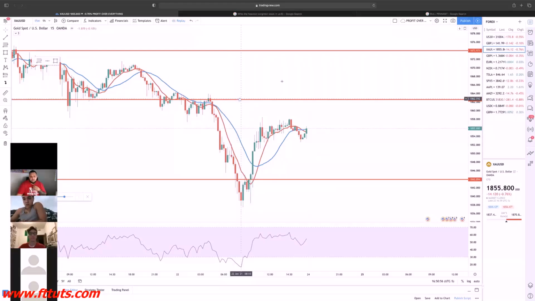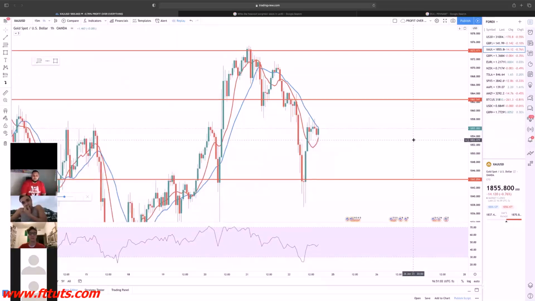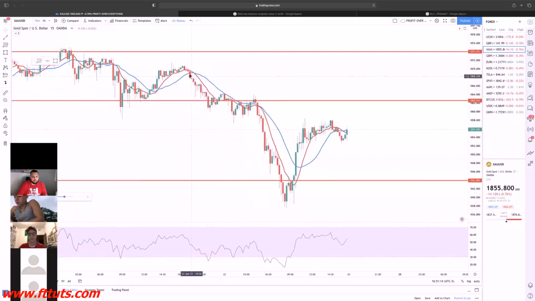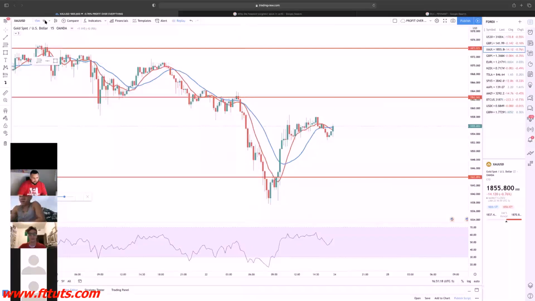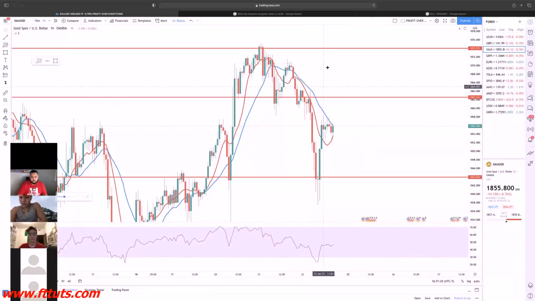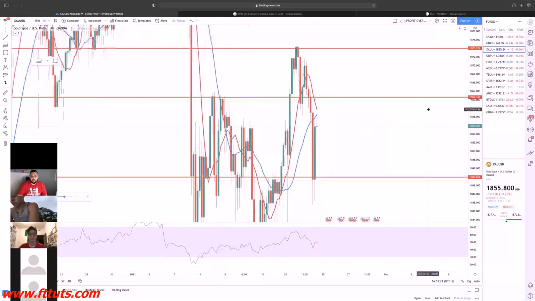So I like to use the MAs on the bigger time frames. It's not that it's lagging, it's that it works best on bigger time frames, because on the 5 minute and the 15 minute it has so much noise. Look how many times it crosses. So you want to use it on the 1 hour, a bigger time frame, to be able to see clearly.